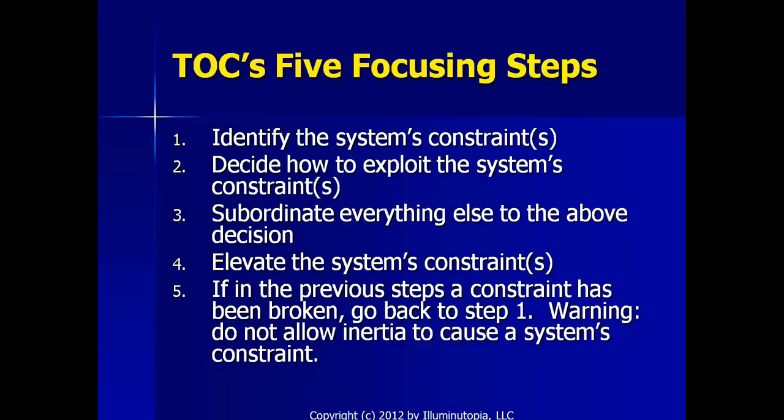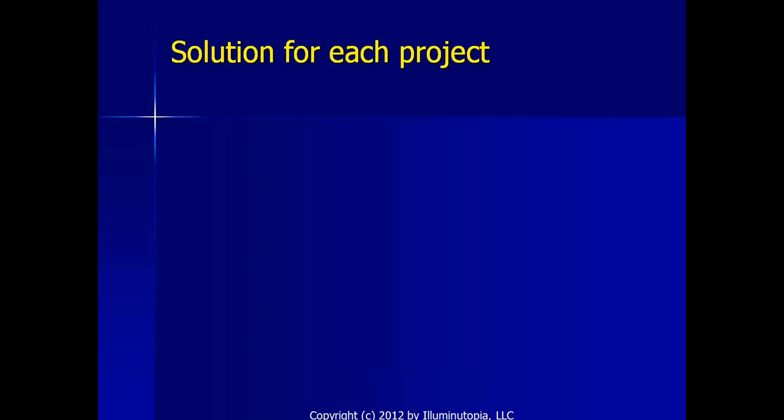We also need to apply the 5 focusing steps of TOC, or the process of ongoing improvement. Identify the system's constraint or constraints, decide how to exploit them, subordinate everything else to the above decision, elevate the system's constraints, and if in the previous steps the constraint has been broken, go back to step 1. Warning, do not allow inertia to cause a system's constraint.